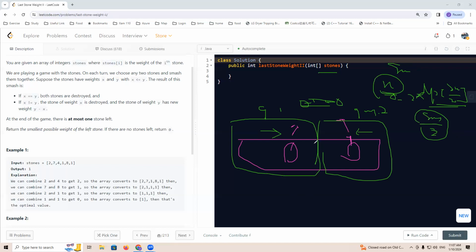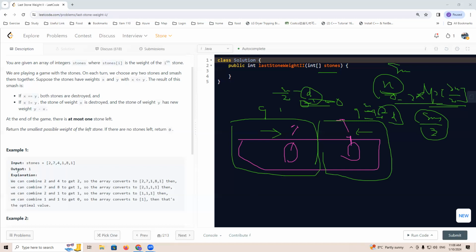Because that means this is sum over 2 minus delta, and the other is sum over 2 plus delta, so the difference will be twice delta. After this analysis, we can write code.